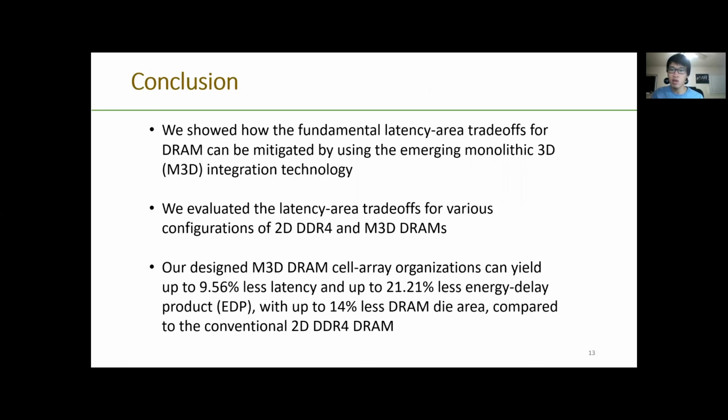In conclusion, we show how the fundamental latency-area trade-off for DRAM can be mitigated by using M3D technology. We evaluate the latency-area trade-off for various configurations. Our design is quite beneficial.